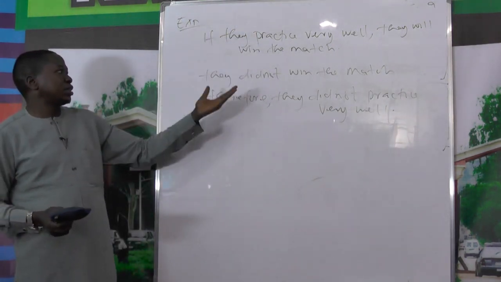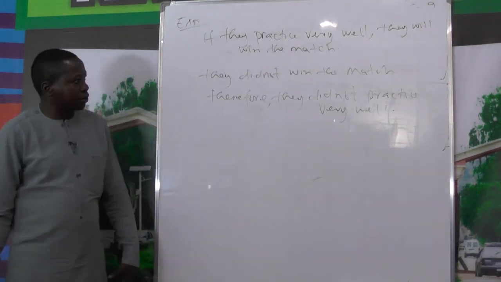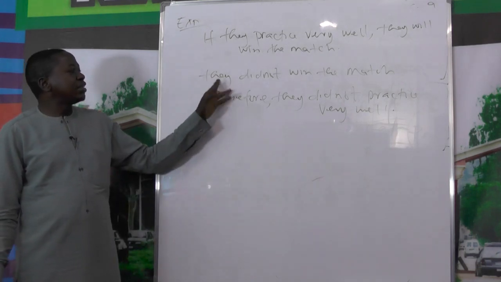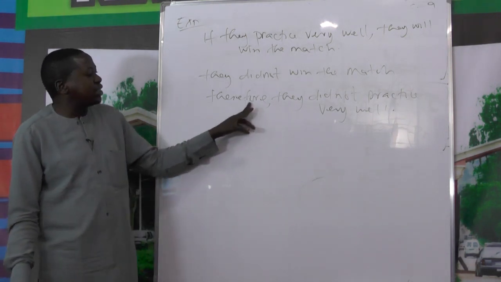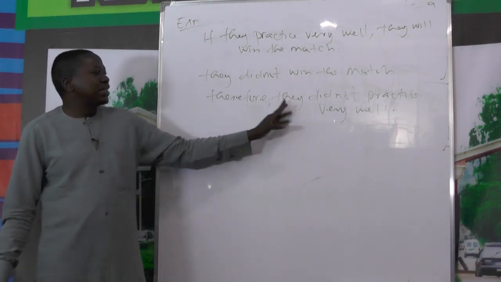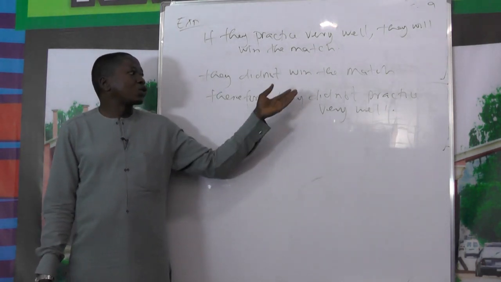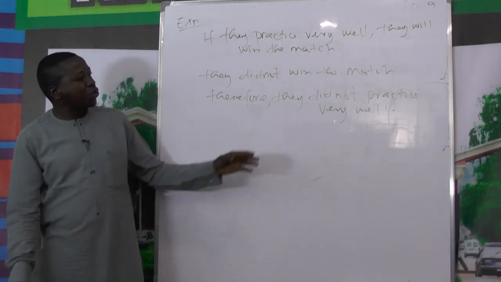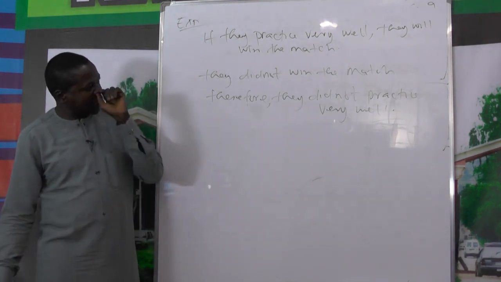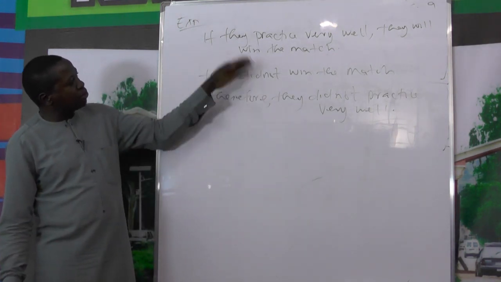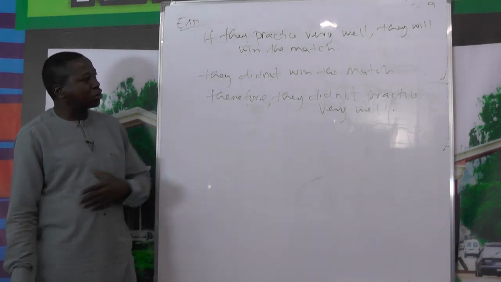Now look at this argument. We call this one argument. If they practice very well, they will win the match. The second line says they did not win the match. And what is the conclusion? This therefore, anything after this therefore is a conclusion. It says what? They did not practice very well. So this is an argument. We are to use the truth table to check whether it is valid or not. The first thing to check from this question, how many statements do we have? That is the first question you ask yourself.